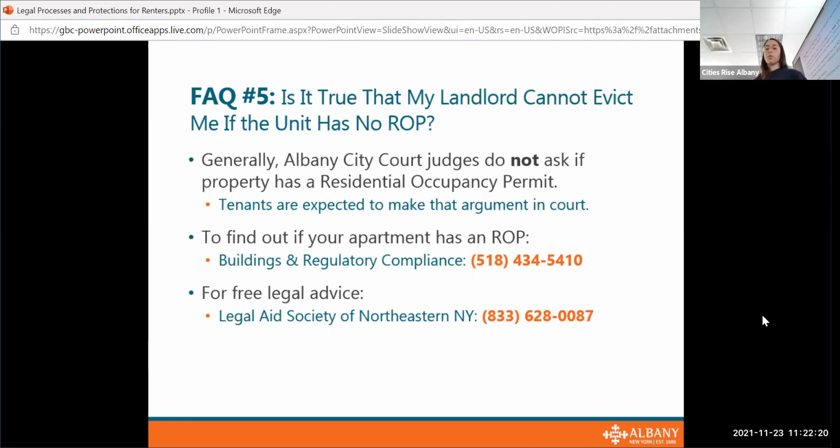If you'd like to know if your apartment has an ROP, you can contact the Department of Buildings and Regulatory Compliance. They do have a list of ROP properties on their website, so you can see every ROP that's valid in the city of Albany, and that gets updated every few months. And you can also give them a call at 518-434-5410.